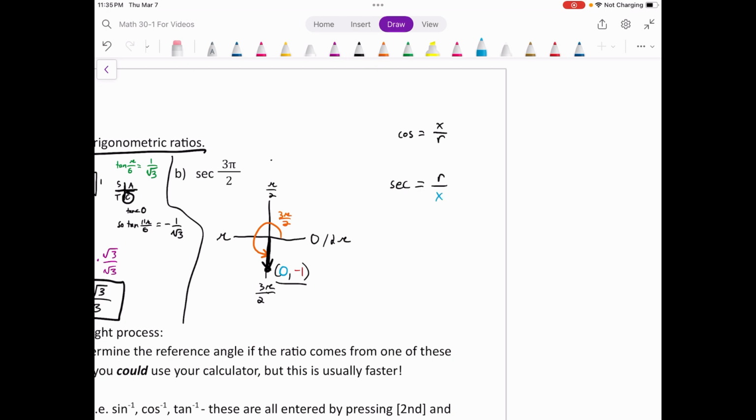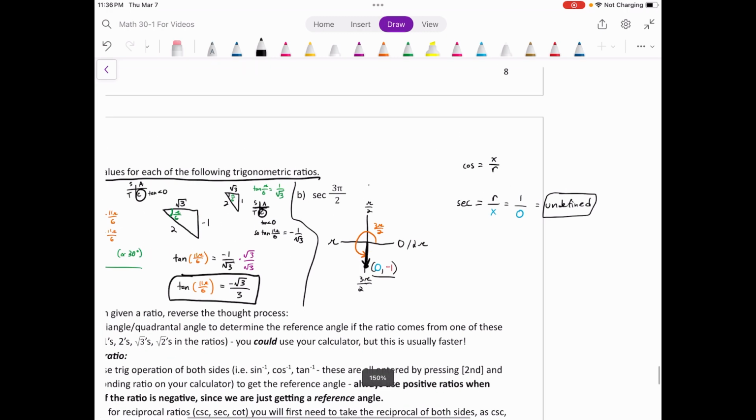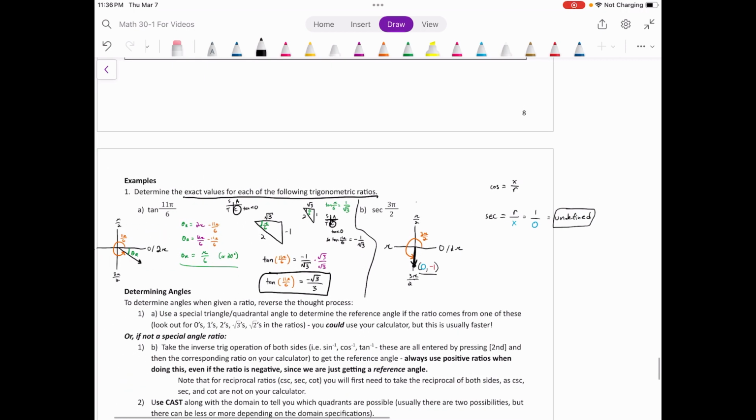So if we're thinking about using the unit circle here, which we totally can because the ratios are the same for these with that similar triangle aspect going on, let's just make r 1, and then x is 0. Aha! So secant is 1 over 0, meaning that it is undefined. So secant of 3 pi over 2, secant of 270, is undefined. And there we go. We just determined the exact values.